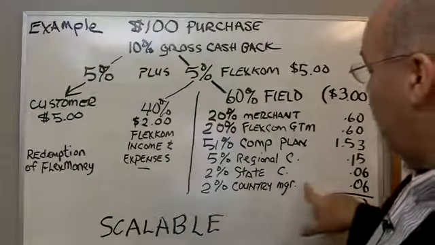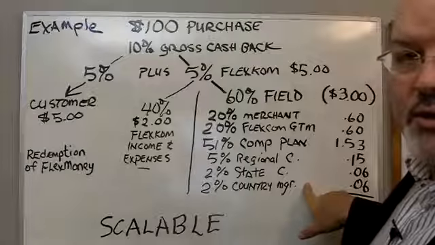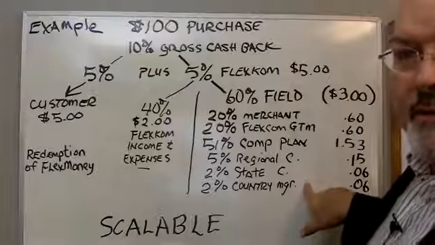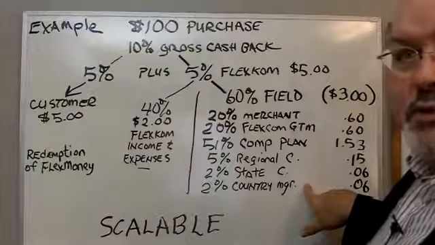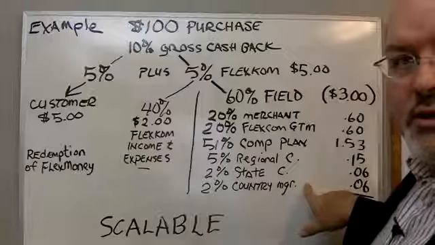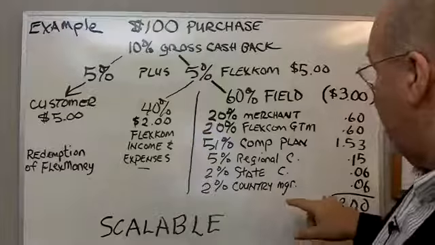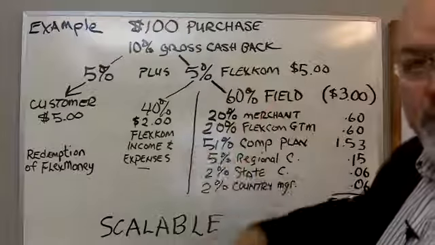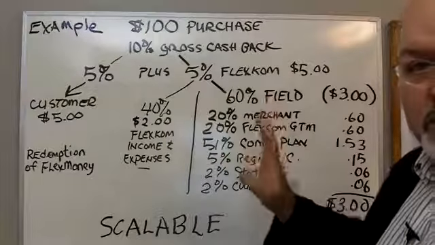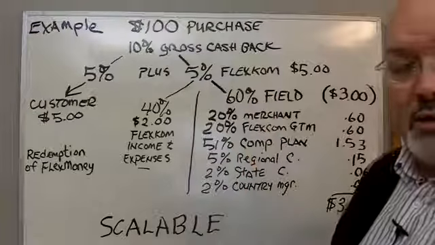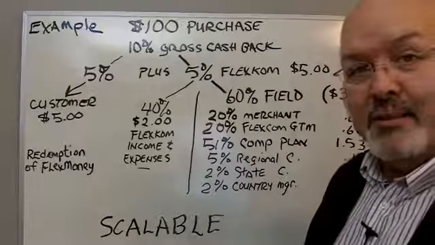And finally, 2% goes to a country manager, and somewhere along the way there's going to be a country manager established for the United States, and that country manager will override 2% of all of the money that comes in from all the states and from all the regions. Okay, wonderful position. I don't have it yet. Maybe I'll have that someday.